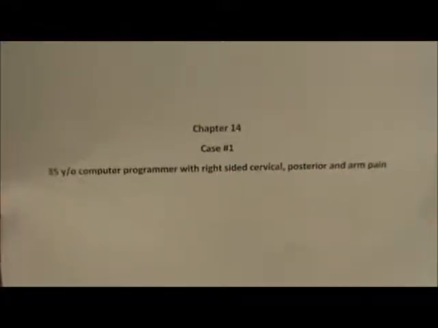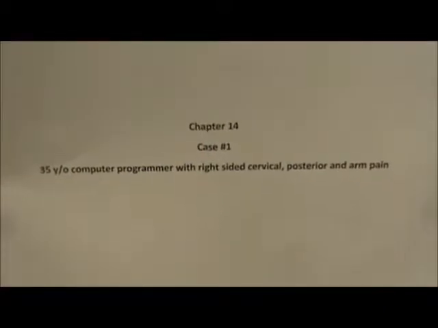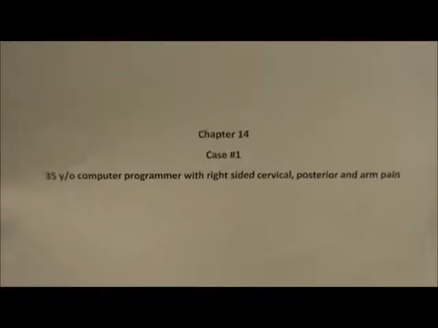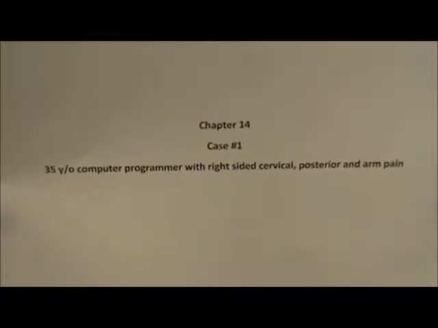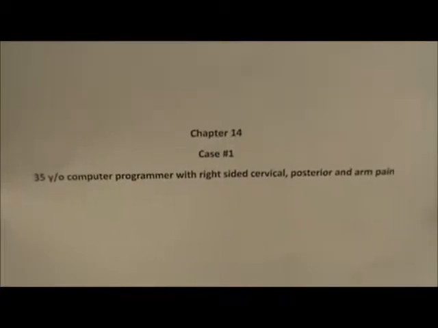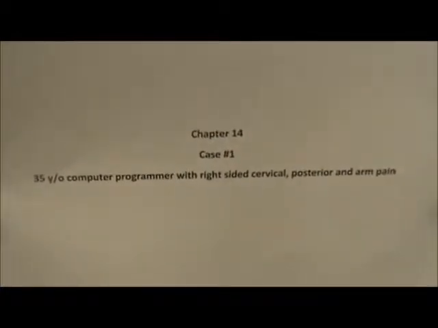Okay, so this video is going to be a demonstration of exercises for case number 1 from chapter 14. The patient is a 35-year-old computer programmer with pain on the right side of his cervical spine, his posterior shoulder, and he has complaints of arm pain. We're going to go through the max, moderate, and minimum protection phases.